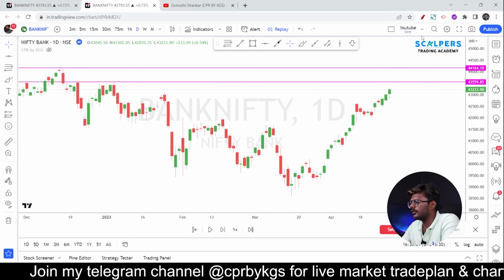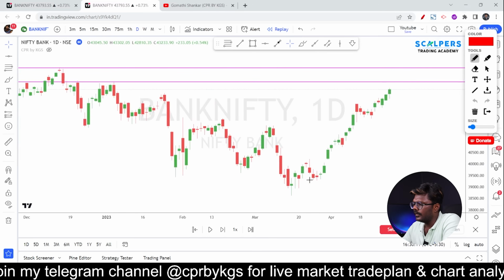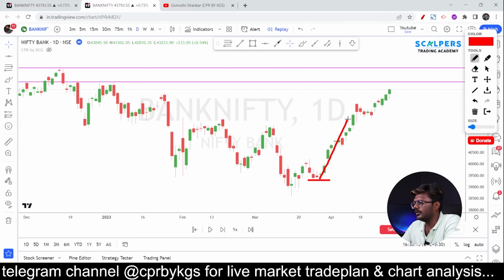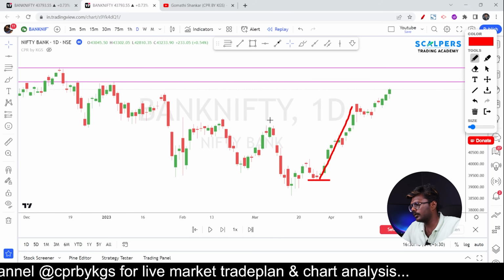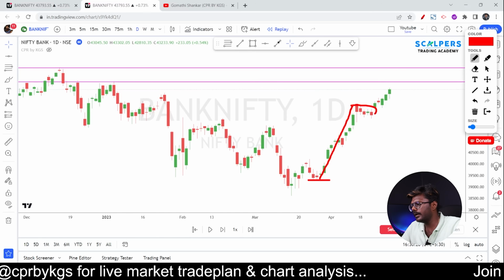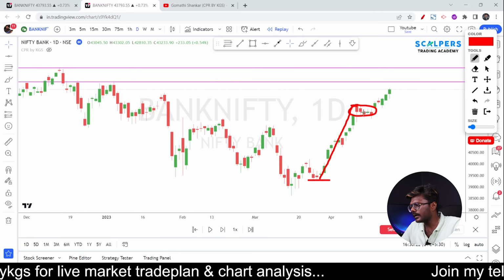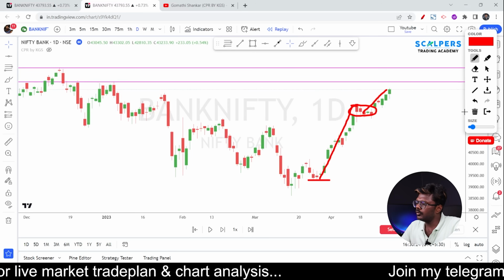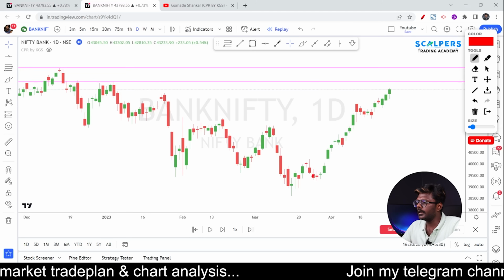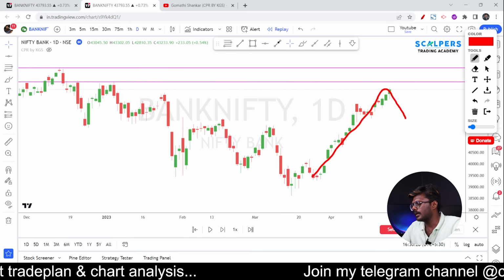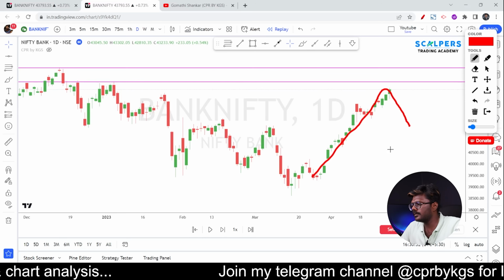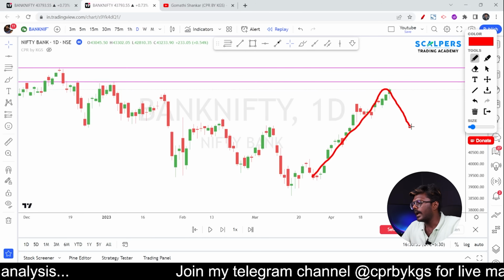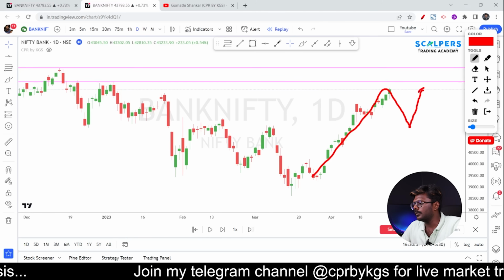So Bank Nifty was going up directly without any retracements. You can see over here, Bank Nifty went up, there was no proper retracement, just a minor consolidation for a few days, and then the rally continued. So most of us were expecting the market to give a pullback. At least a 25% level or even 50% level, we were expecting a pullback.